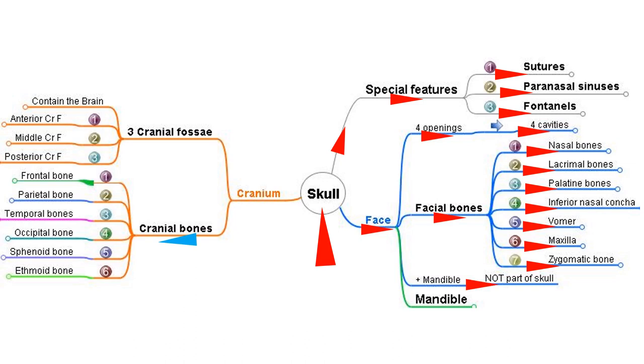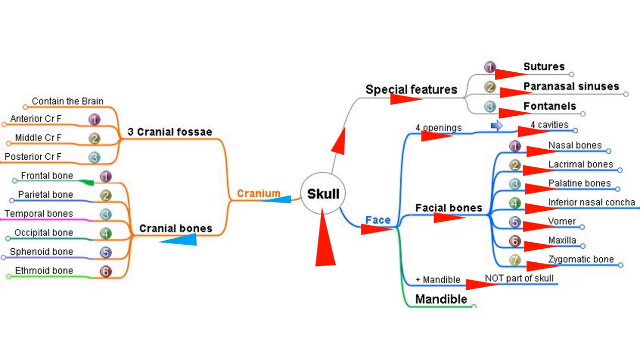Now, the mandible is not part of the skull. Why is it not part of the skull? It is attached to the skull by a synovial joint. Now, all bones of the skull are joined together by sutures, fibrous immovable joints, but the mandible is attached to the skull by a synovial joint. Therefore it is not part of the skull, but it is attached to the skull.